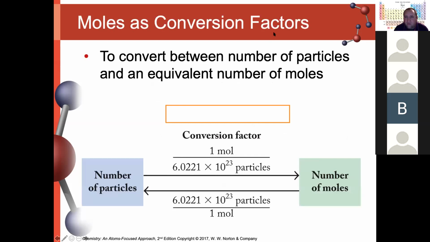And so from that perspective, then, we can use Avogadro's number as a means to compare the number of particles of something and the number of moles of something by simply using Avogadro's number as a conversion factor, just like we did in chapter 1 with using conversion factors to go from grams to pounds or liters to milliliters or anything like that.